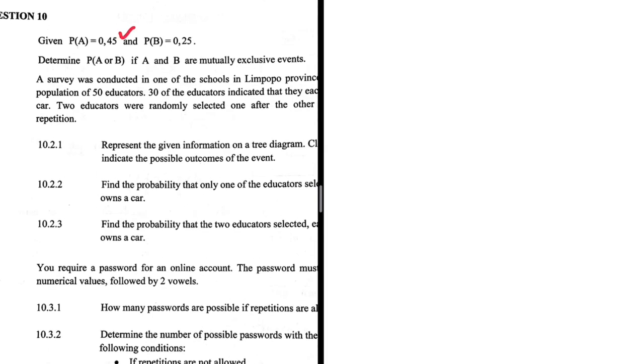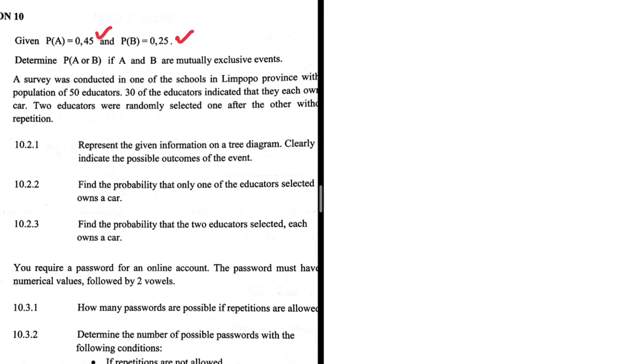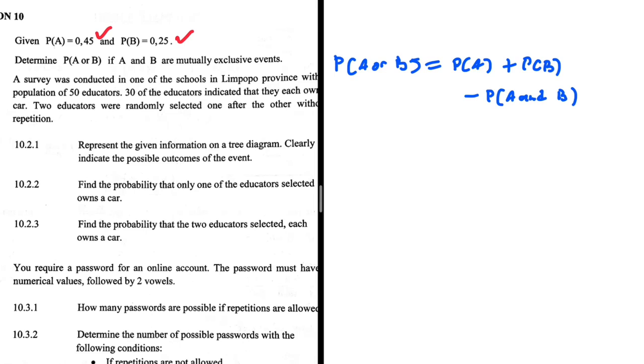Given that the probability of A is equal to 0.45 and that of B is equal to 0.25, determine the probability of A or B if A and B are mutually exclusive events. So the probability of A or B is generally P of A plus P of B minus P of A and B. But if they're mutually exclusive, the probability of A and B is 0. They cannot occur at the same time.